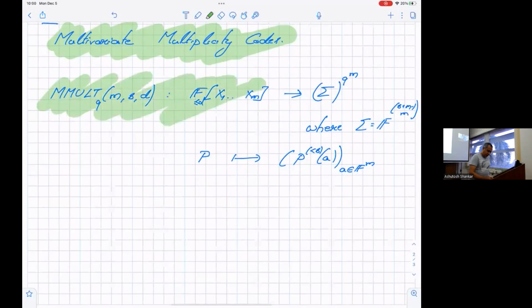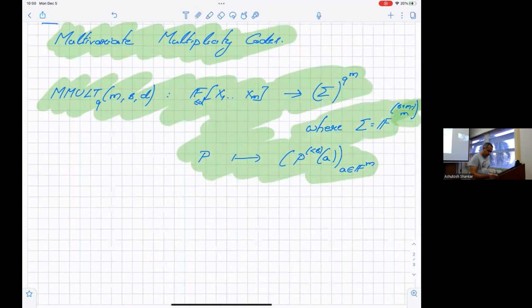So once again, we need to understand both the rate and distance of this code. I would like to understand the rate and distance of this code, and also come up with a local decoder for this underlying code.